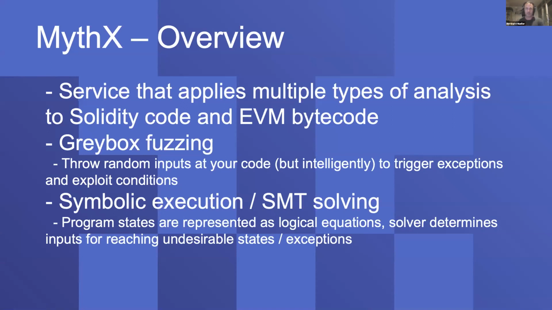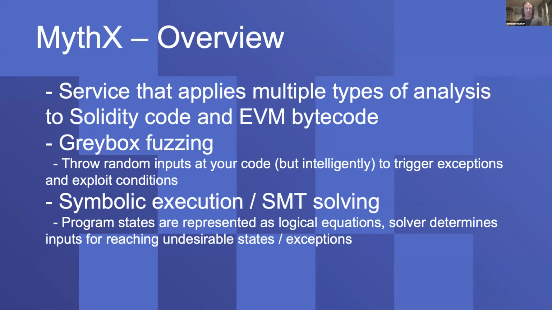Fuzzing basically means that we test the code with random inputs. Not totally random, but it's quite intelligent in how we try to achieve the biggest possible coverage in the time available.